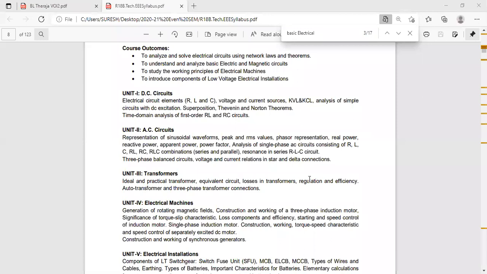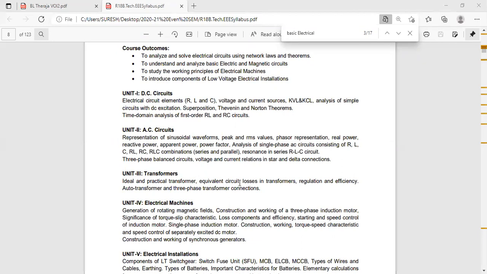Okay, listen here. We are in the third unit. We have already completed the ideal and practical transformer. In this, we have discussed the construction, principle, EMF equation of transformer, and problems on the EMF equation of transformer and transformation ratio. That is about the ideal and practical transformer.